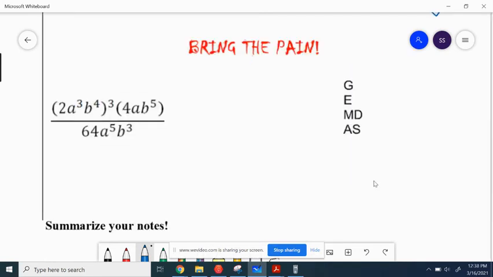All right, last problem for the day. This one says bring the pane. This looks like it's going to combine all 3 rules. So let's give it a shot. How do we start this thing? Well, we've got GEMDAS written off to the side here, so maybe this will help us out.